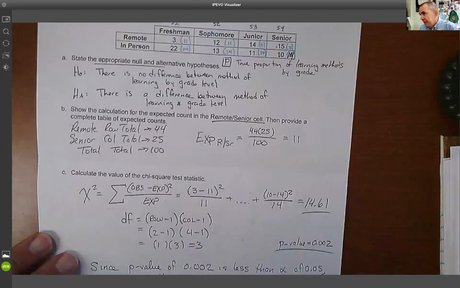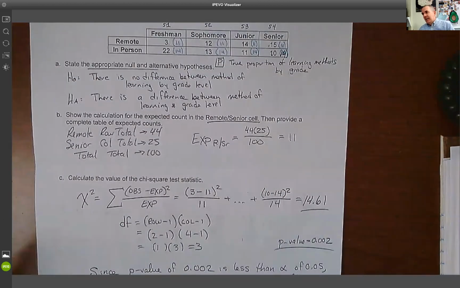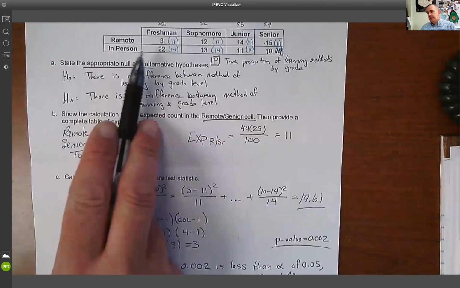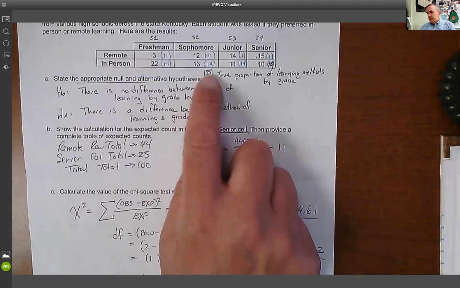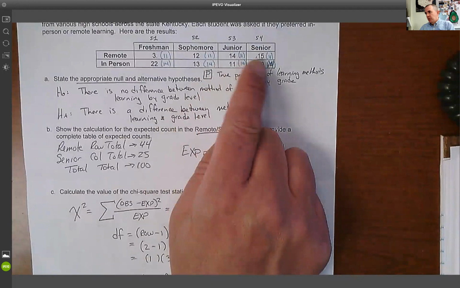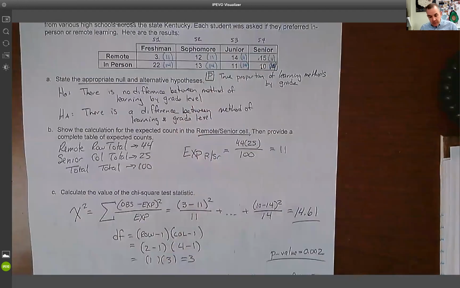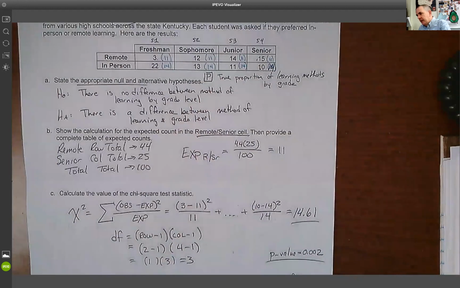There is a difference. And if you look at the numbers, you can see where it really jumps out at you. It looks like freshmen came back in person much more often than anything else. If you look at all the other ones, this is a pretty even split. It looked like more stayed remote junior and senior. So in this case, there is a difference.